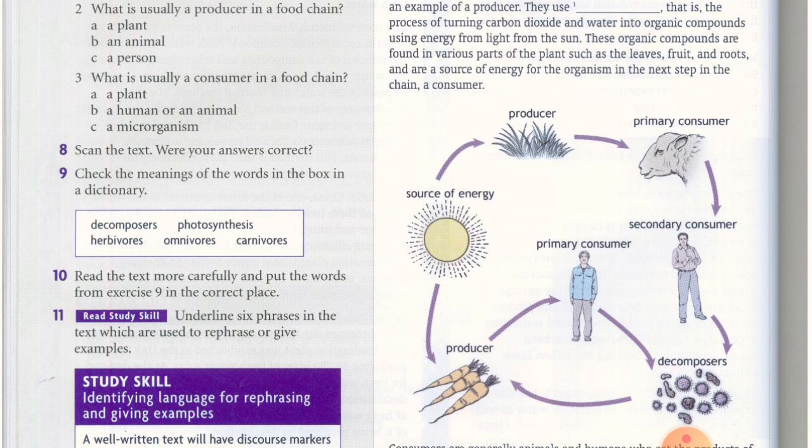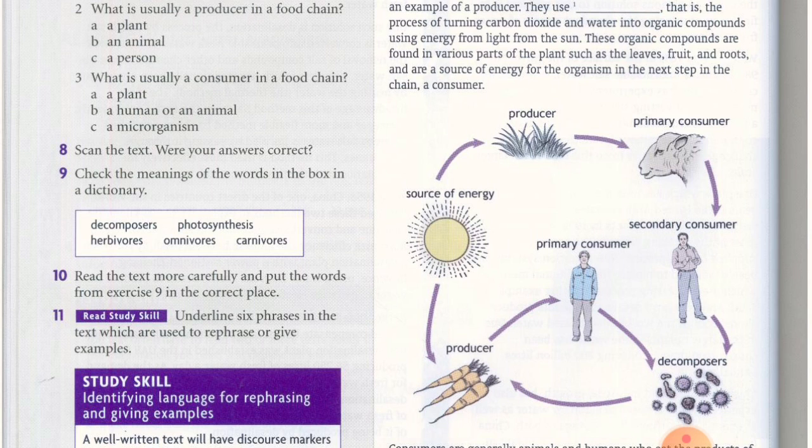A plant, a human or an animal, a microorganism. C1, microorganism. Okay. Check the meanings of the words in the box in a dictionary.